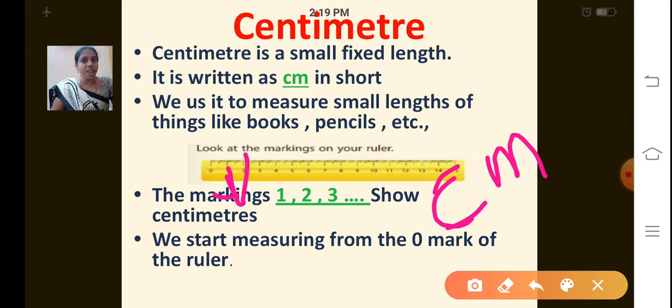Centimeter is a small fixed length. It is written as cm in short. We use it to measure small length of things like books, pencils, etc. The markings start from 0, then 1, 2, 3 show the centimeters. We start measuring from the 0 mark of the ruler.